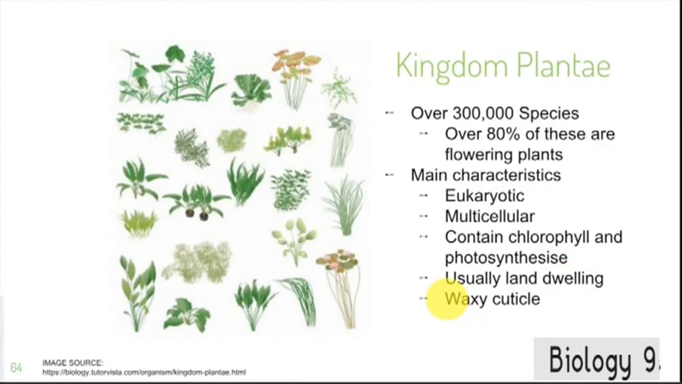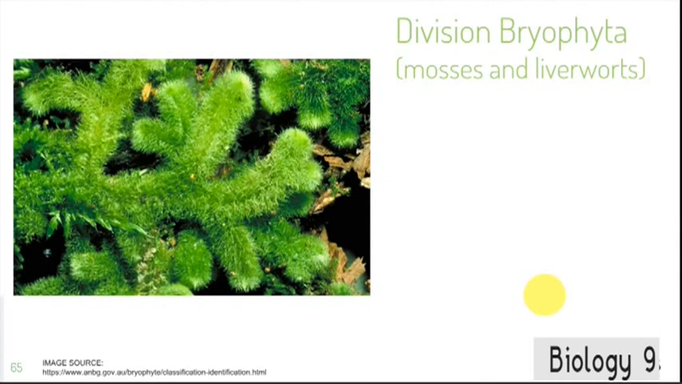They have a waxy cuticle layer, which helps prevent the moisture leaving from their leaves and gives them protection and helps prevent them from drying out. We're now going to look at a few different types of divisions of the plants. So they can be divided into different types based on some of these characteristics.